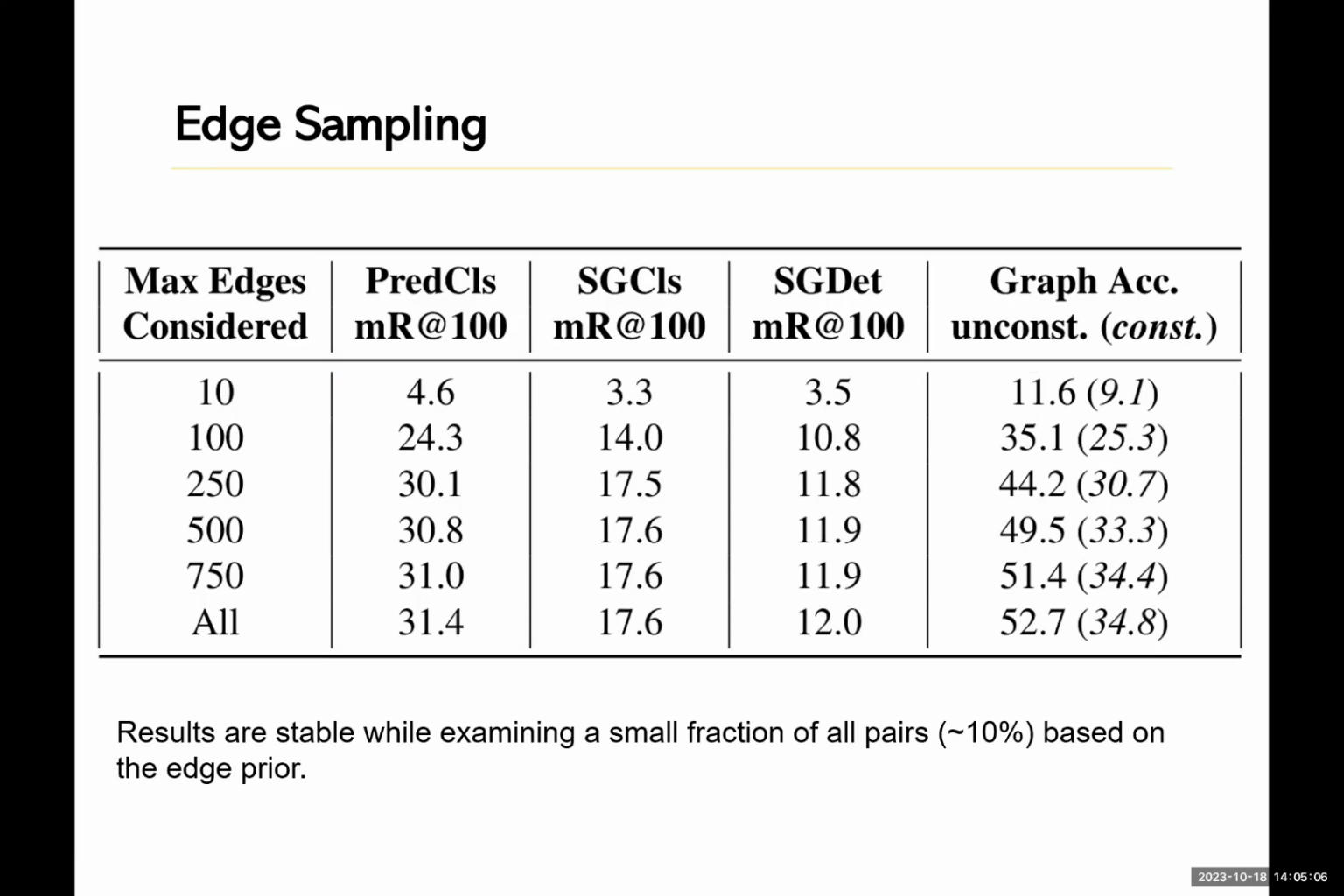What's also interesting here is edge sampling. In the training data, they limit the number of edges that get sampled, and they see that they don't need to sample everything. They can get stable results by sampling only a fraction of the pairs of edges.